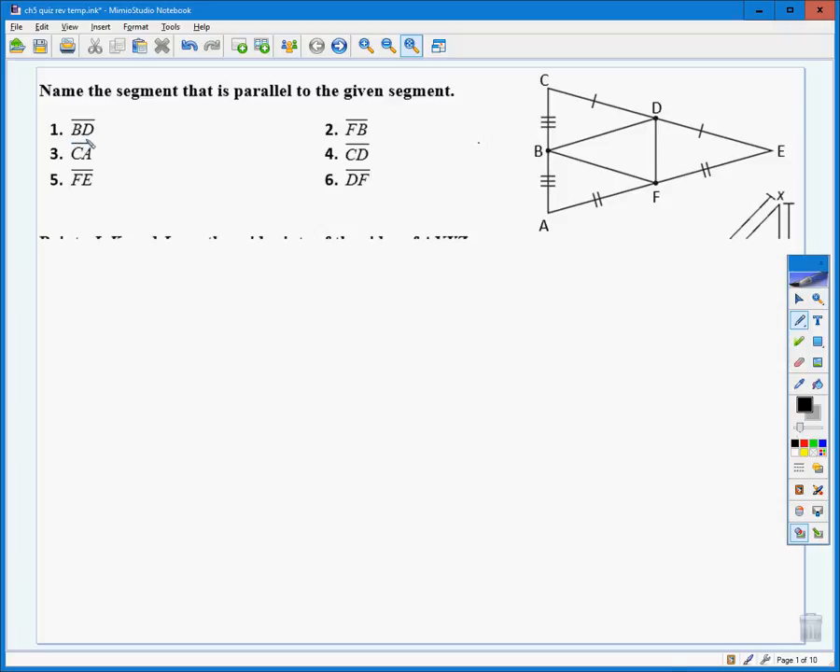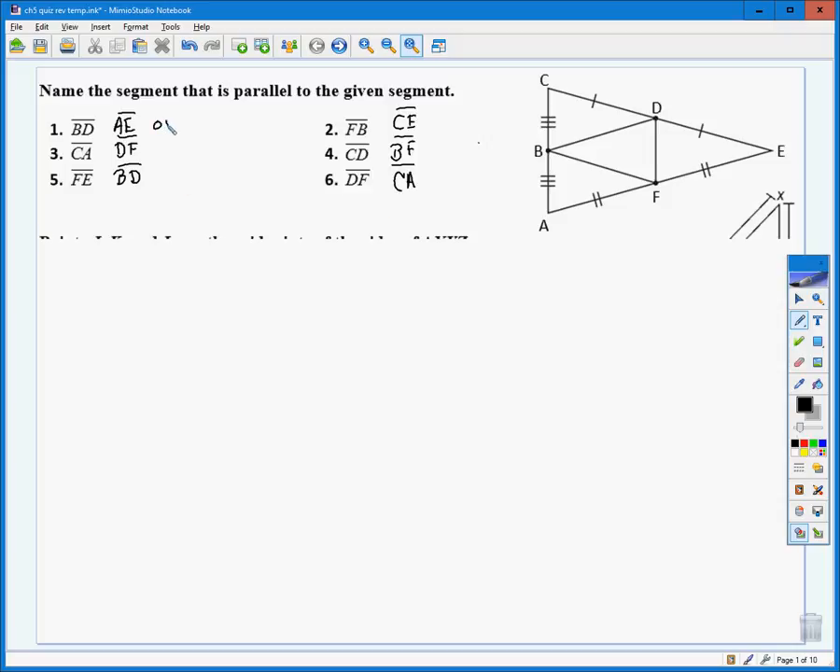So, the segment that's parallel to BD would be segment AE. The segment parallel to CA would be DF. The segment parallel to FE, FE is contained by this whole side, so it would be BD. Parallel to FB, FB is here, so it would be CE. Parallel to CD, again, that's part of CE, so it would be BF. And parallel to DF would be CA.